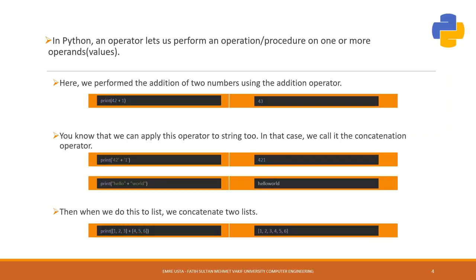If we add 40 to 1, we get 41. Python can do this. You know that we can apply this operator to strings too. In that case, we call it the concatenation operator. If we put plus between two quotes, we can concatenate these strings. Then we do this to lists. We concatenate two lists.